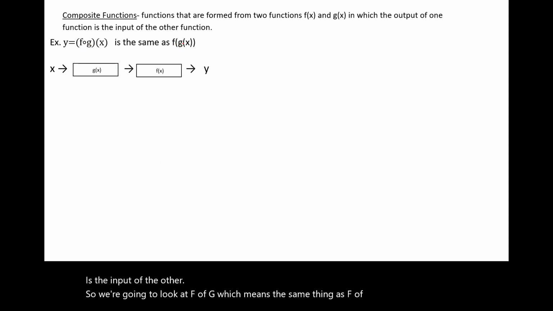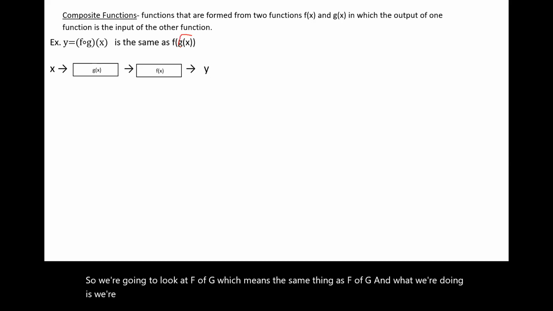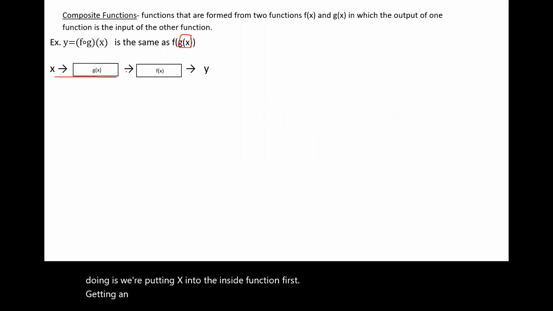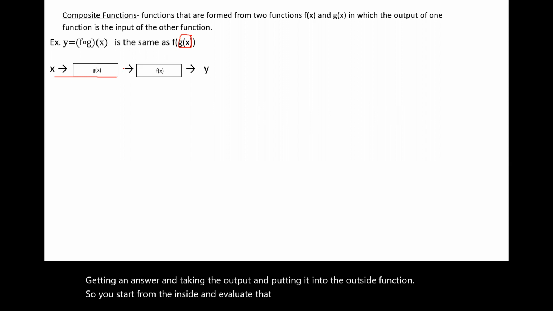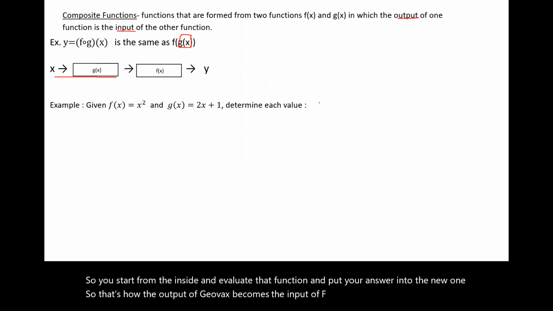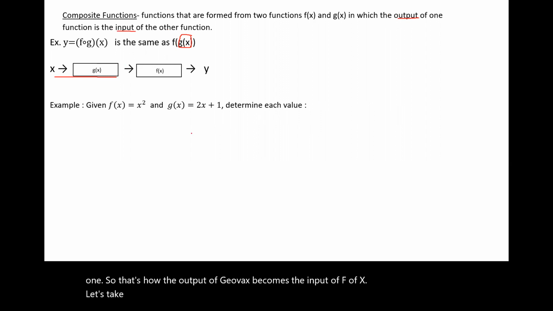What we're doing is putting x into the inside function first, getting an answer, and taking the output and putting it into the outside function. So you start from the inside, evaluate that function, and put your answer into the new one. That's how the output of g of x becomes the input of f of x. Let's take some examples to make sense of this.